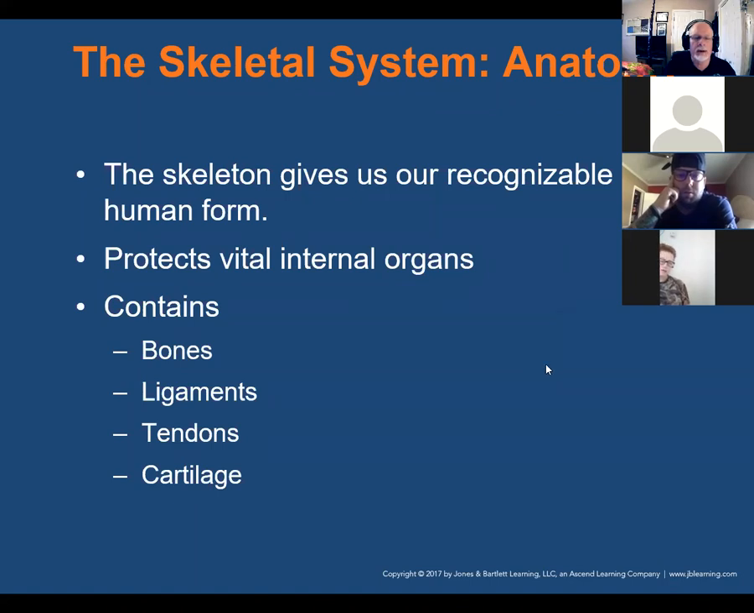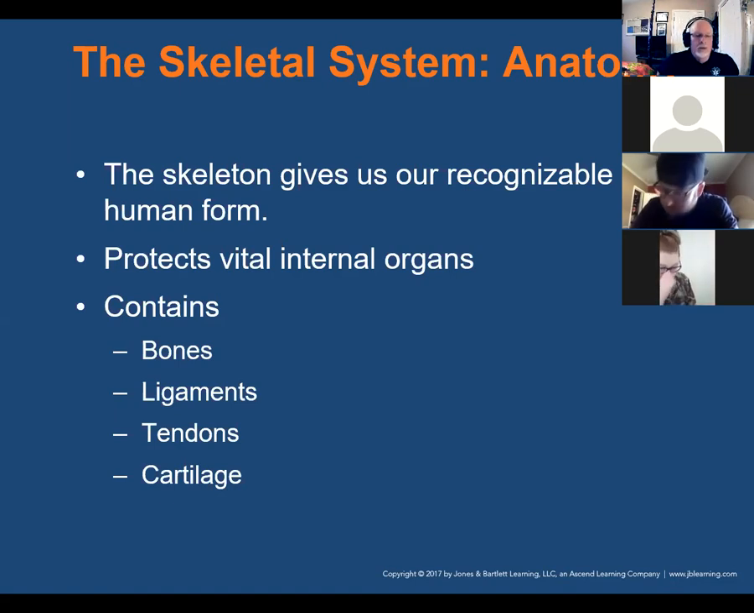The skeleton keeps us from being a blob of muscle and tissue and organs hanging out on the ground, trying to ambulate like an amoeba. Instead, it gives us our human form, and we can stand erect and walk because of the combined function of muscles and bones and connection with ligaments and tendons. So what in the heck are ligaments?